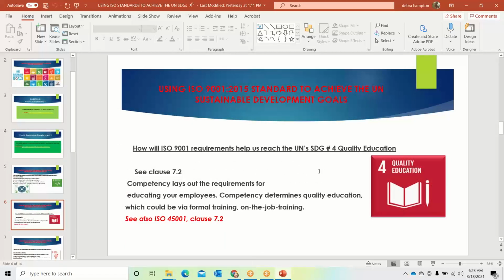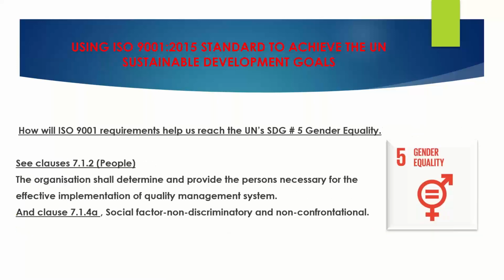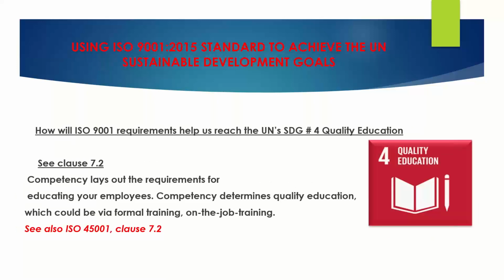Yeah, that's right. Okay. On our next slide, again, how can we use the ISO 19001 requirement to achieve this United Nations Sustainable Development Goal number 4, which is quality education? Okay. So we can actually see that in our standard, in clause 7.2. If anyone has a standard, you can open it and check. You can see it also there.